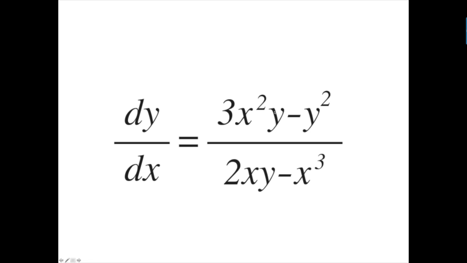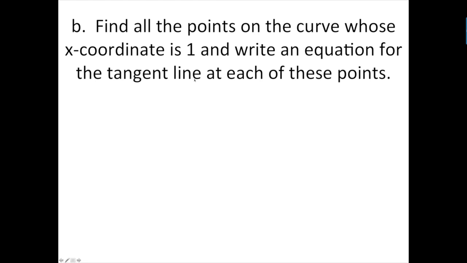Remember, we just had to take the derivative and then solve from there. So that's perfect. Now, part B. It's asking us to find all the points on the curve whose x-coordinate is 1 and write an equation for the tangent line at each of these points.